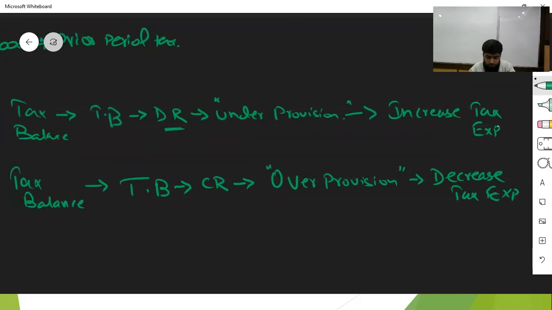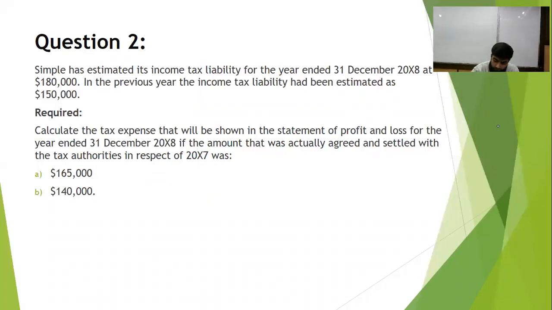So let's have a look at the question. Question number two. The company has estimated the income tax liability for the year ended 31st December 20x8 at $1,80,000. This is the income tax liability for the year ended 31st December 20x8. Let's read out the requirement. Calculate the tax expense that will be shown in the statement of profit and loss for the year ended 31st December 20x8. It means we are going to calculate the tax for 20x8. This is the tax for the current year, which is already given. We can say that is the current tax.